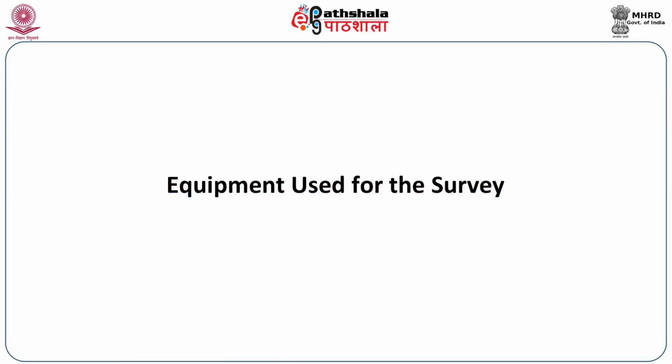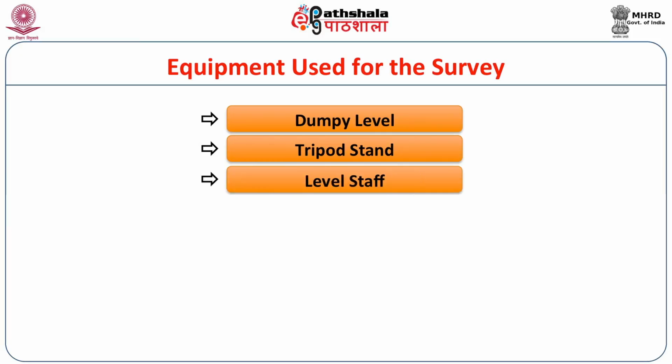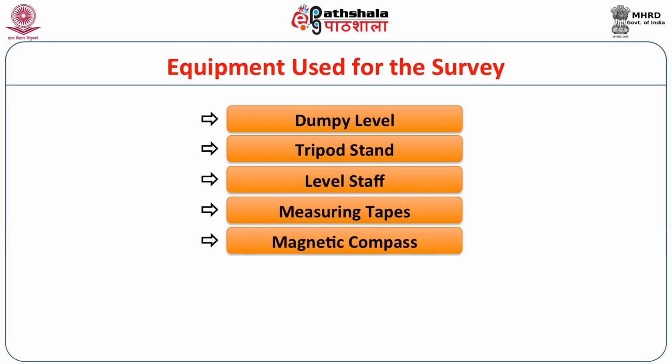For this, we use various kinds of equipment. That is, the dumpy level is the main equipment used in this survey, and we need a tripod stand to keep the dumpy level in the field, and then we need a level staff to take the readings in the field, and we need measuring tapes to plot the site with the grid, and then we need magnetic compass, which is mainly used for determining the orientation, that is north-south points.